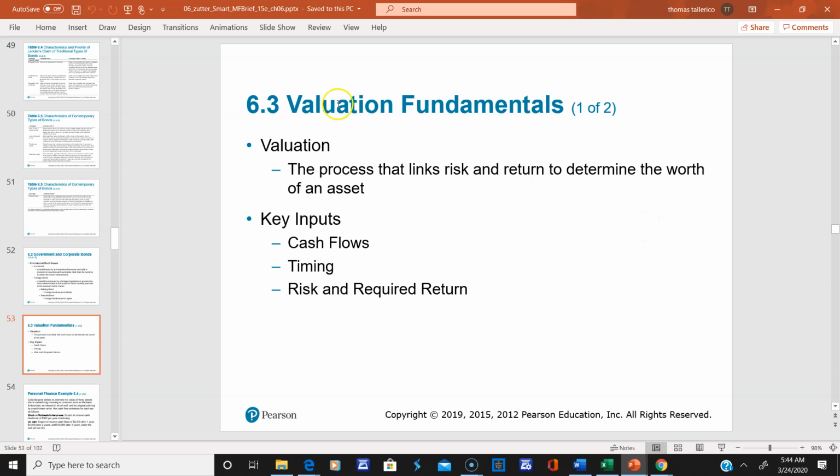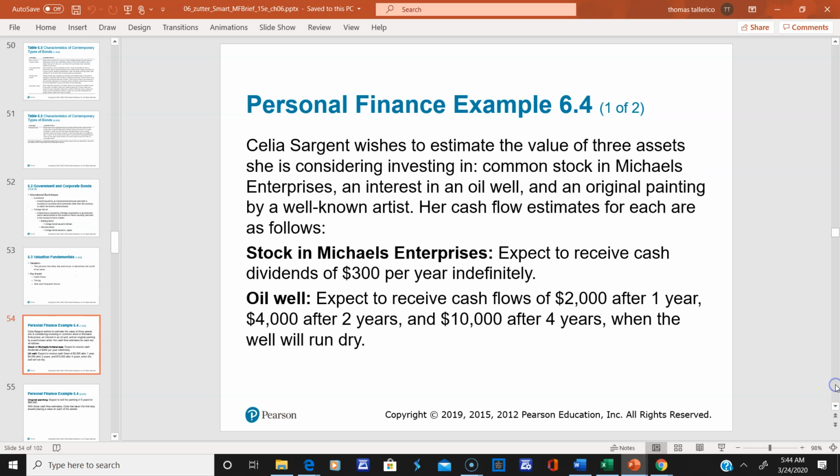All right, so the valuation of a bond is what's going to list the risk and return of a bond. And we're going to get to the equation soon, right? Basically, how to get the price of a bond, which is what we're driving toward, the key inputs are going to be cash flow, timing, and risk and return and required return.